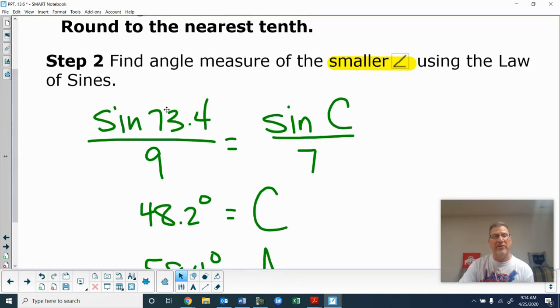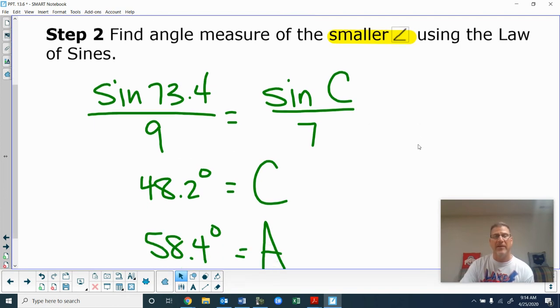So we just found angle B was 73.4. So the sine of 73.4 over side B, 9, equals the sine of angle C over side C, 7. Cross multiply and divide.